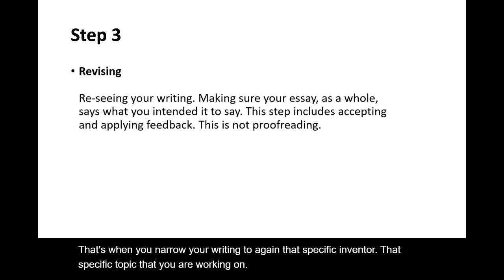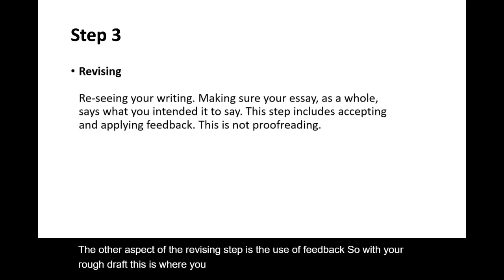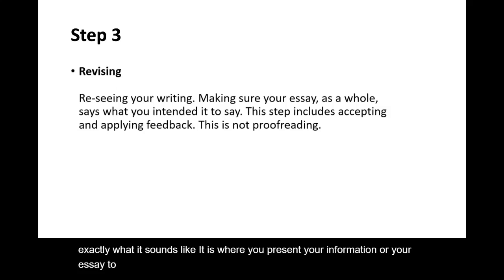The other aspect of the revising step is the use of feedback. So, with your rough draft, this is where you start asking for feedback. And by feedback, it is exactly what it sounds like. It is where you present your information or your essay to another reader. That reader reads it and they give you constructive feedback.